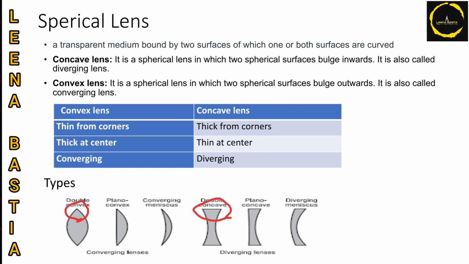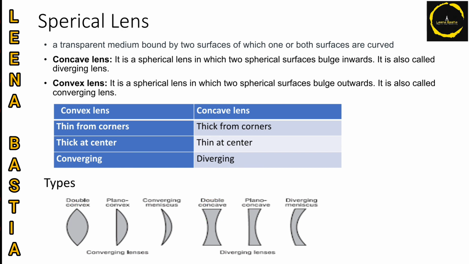The second point: thick at the center. In case of a convex lens, it is thicker at the center. Just see, this distance is thicker. In case of a concave lens, it is thin at the center. And convex is converging and concave is diverging. You have to remember this. We already discussed it in the definition part. So these three basic differences you have to remember.